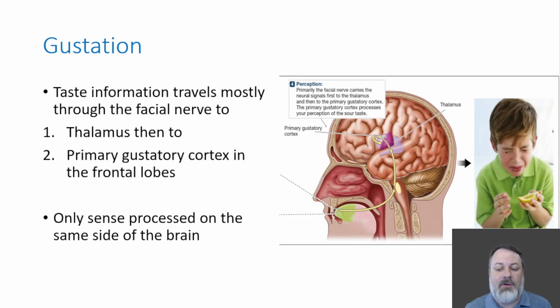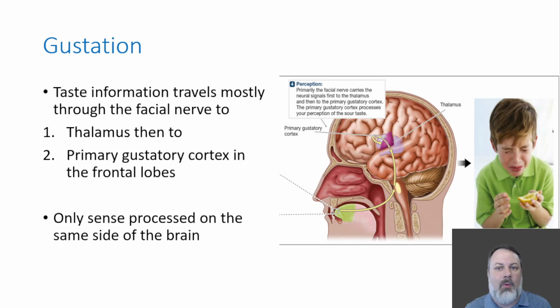So, taste information travels mostly through the facial nerve. There's more than just one way, but it travels to the thalamus, and then it travels to the primary gustatory cortex, which is located in the back part of the frontal lobes.